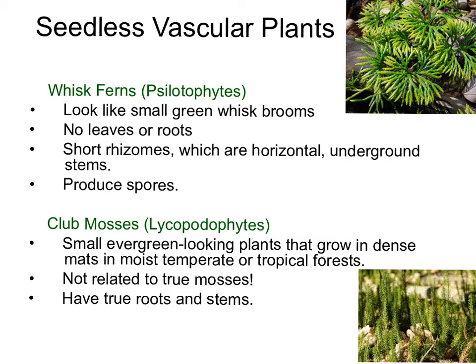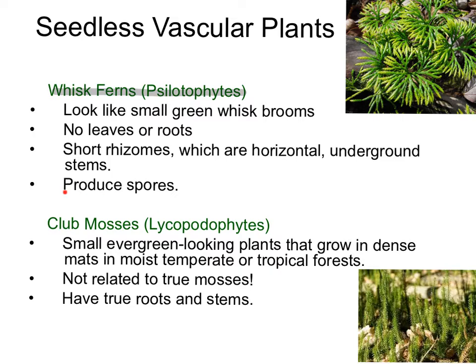There are a number of different types of seedless vascular plants. I'm going to be focusing on 4 a little bit. First, we have the whisk ferns, or the psilotophytes. There are no leaves, and they actually don't have roots either. They have those rhizomes instead. And they kind of look like brooms. They have these sort of long fingering projections that look like the end of a broom.